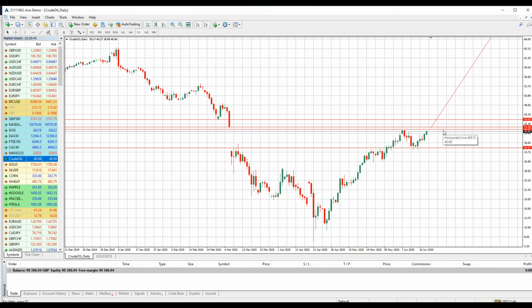Okay, so a pending buy stop might make sense somewhere above this resistance level. All right.